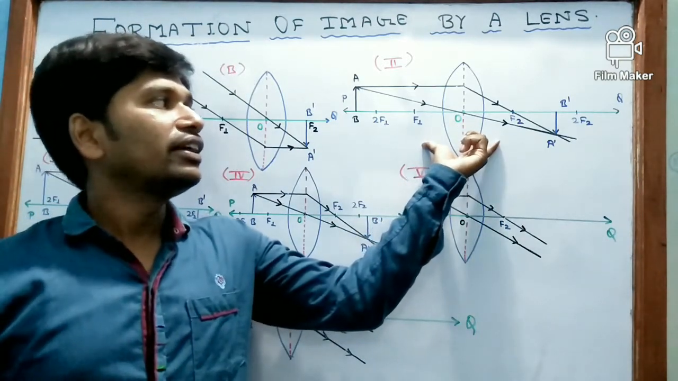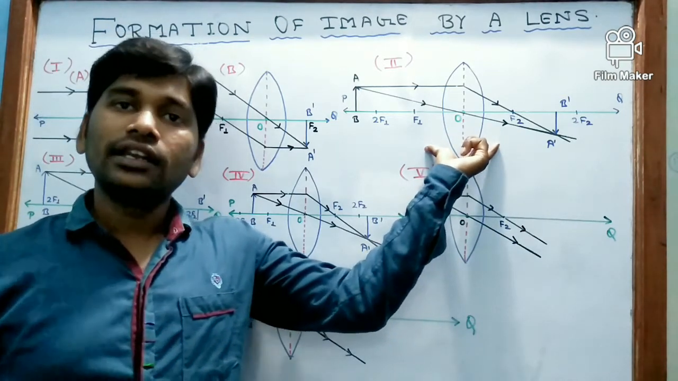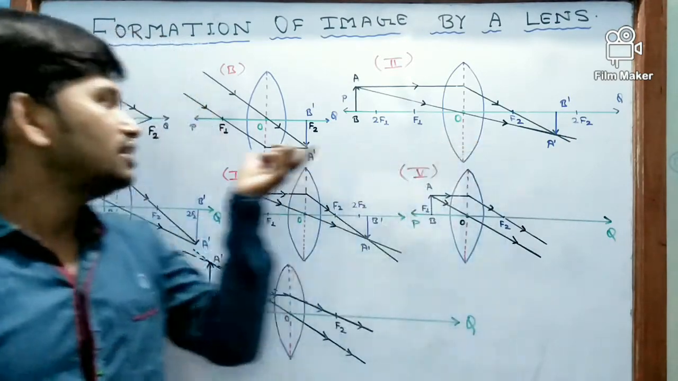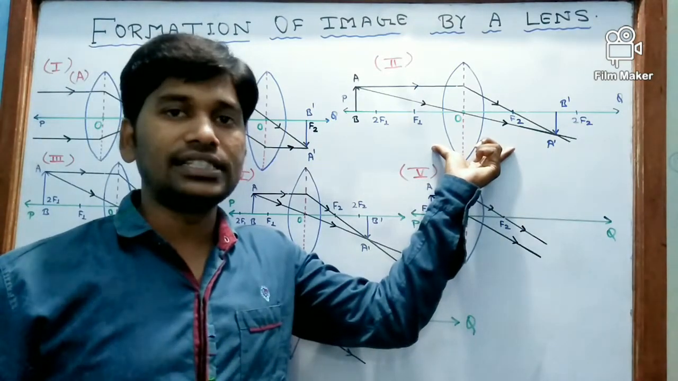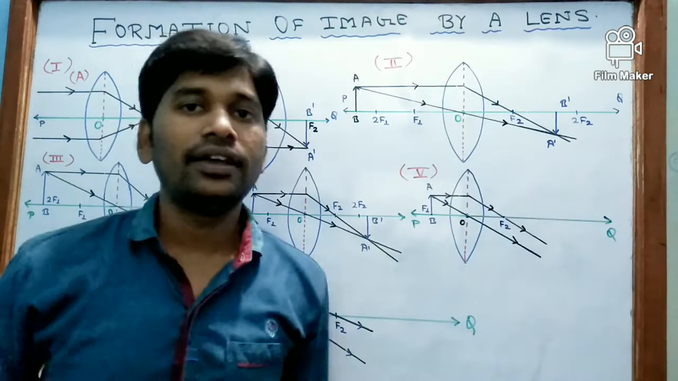In this manner, the convex lens is used as a camera lens. This is used as a burning glass, this is used as a camera lens. So the application is this, but in a camera lens we use this.